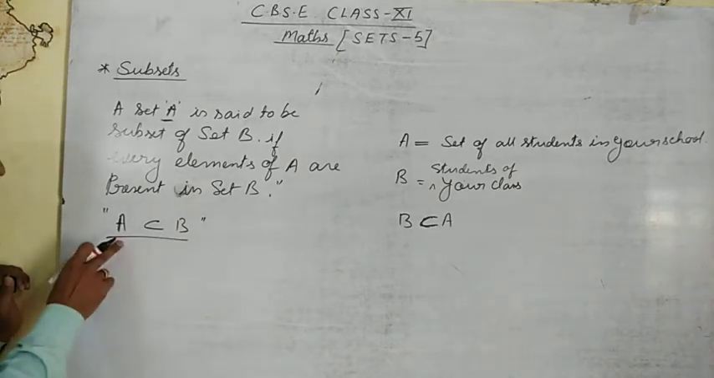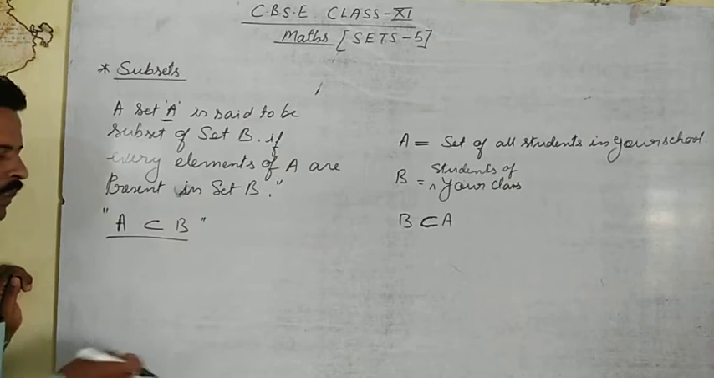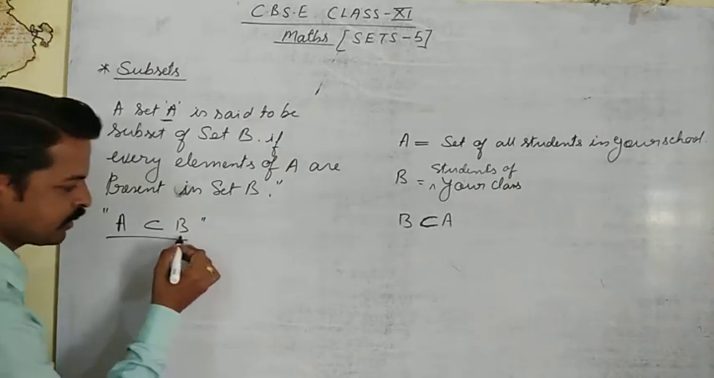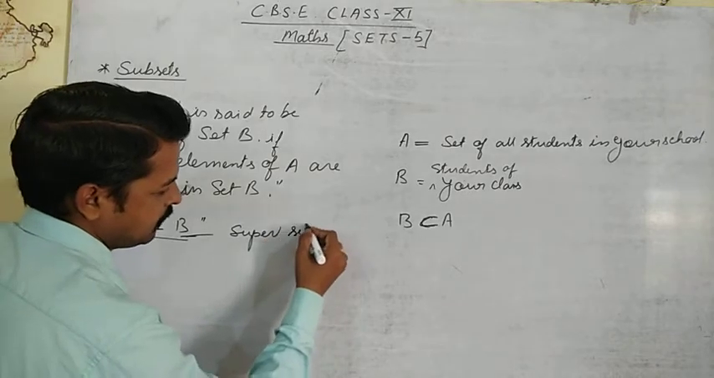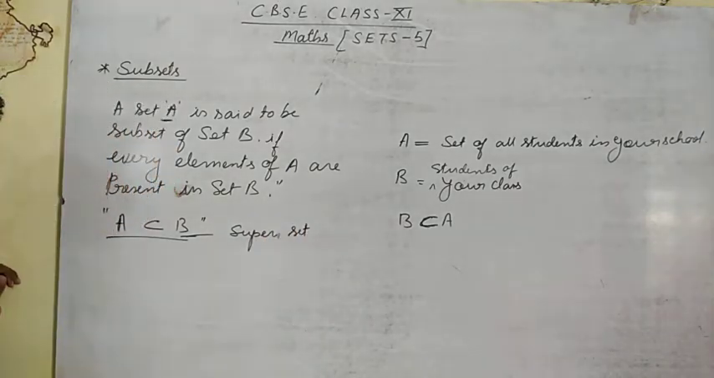How do we read this? A subset of B. In this case, B is known as the superset.